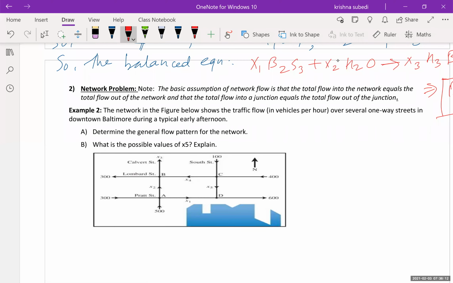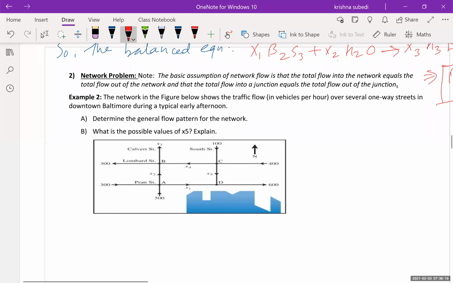Okay, guys, we'll do one more. And this example too, it's about network problem.